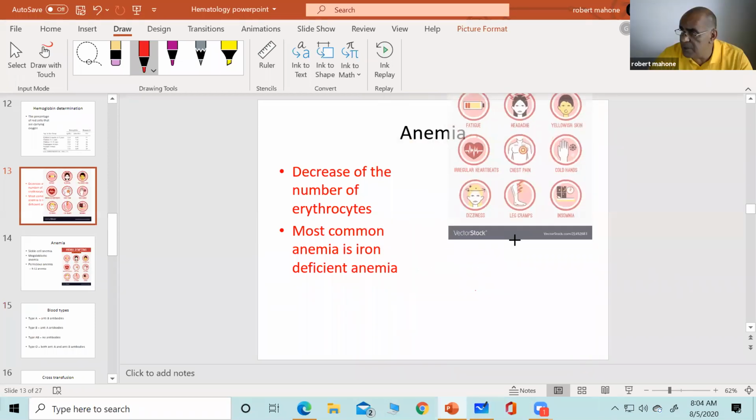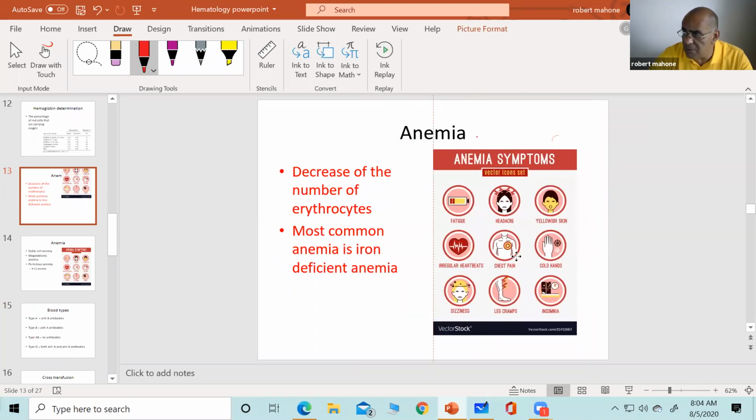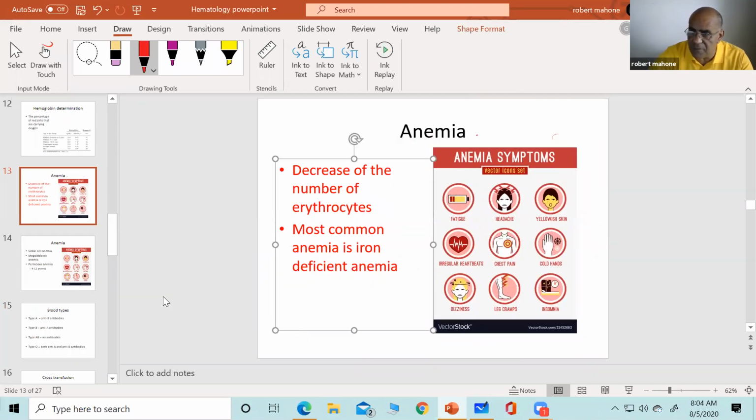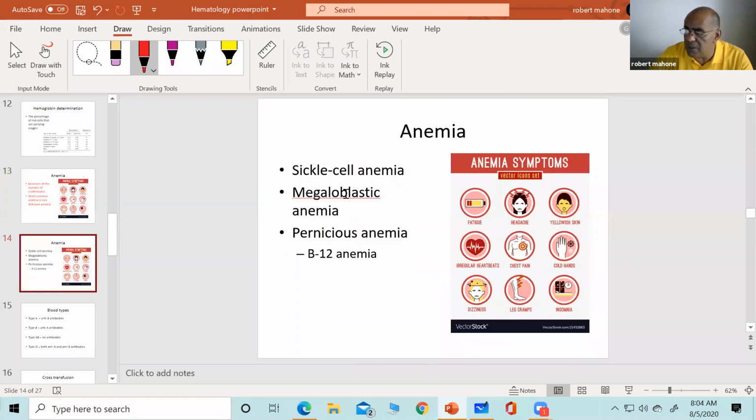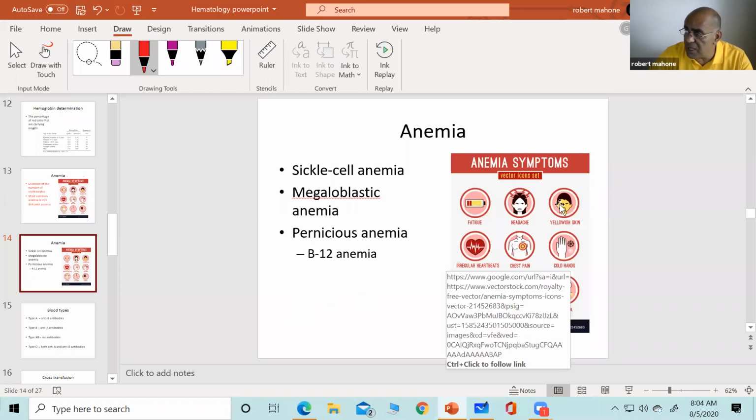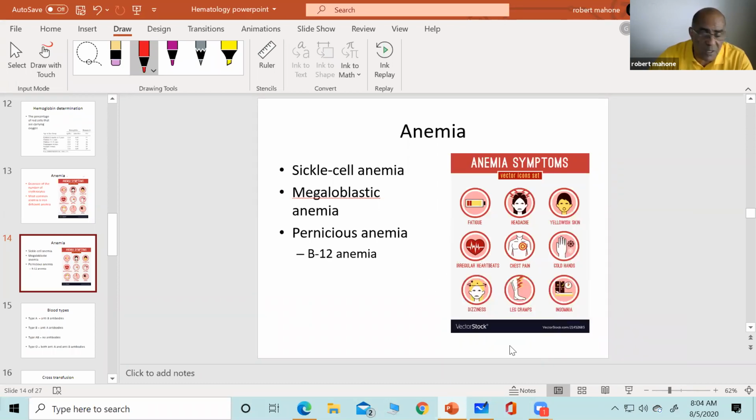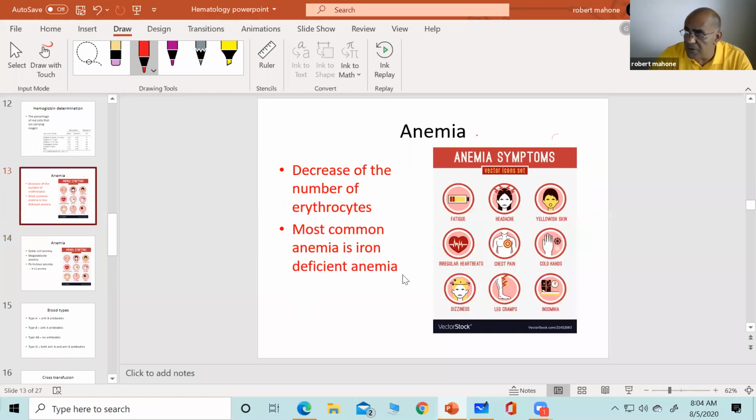Now, iron deficient anemia, these are signs for all anemias, by the way. There are several different anemias. You see on here sickle cell anemia, megaloblastic anemia, pernicious anemia, also called B12 anemia, are all types of anemia where they're not producing enough red cells. And you see the signs and symptoms are the same for all anemias. However, iron deficient anemia has another sign. Now, a sign is something you can see. You can see somebody doing this. And what's the sign associated specifically with iron deficient anemia? Anybody know?